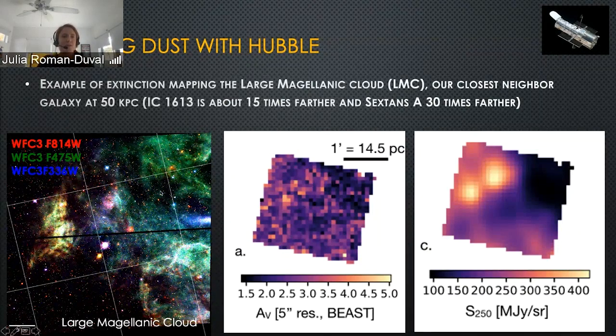So on the left here is a WFC3 Hubble image of a field in the Large Magellanic Cloud. It's about 100 parsecs across. And in the middle here is the corresponding map of dust that we produced from modeling each individual star in this image. And you can see that the level of detail in this dust map is much higher than what you would get, say, with Herschel, which is shown on the right here. And so not only can we actually do this, but we can do this at a very high resolution. We can map the dust with Hubble.